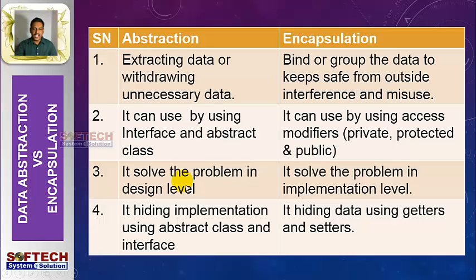Data abstraction hides implementation using abstract class and interface. Implementation is a definition. We can hide the definition of a function, that is the implementation of a function, using abstract class and interface. In encapsulation, it is hiding data using getters and setters. We can hide the data using get and set, that is getters and setters. This is the difference between data abstraction and data encapsulation. Both give security to the class and the object.